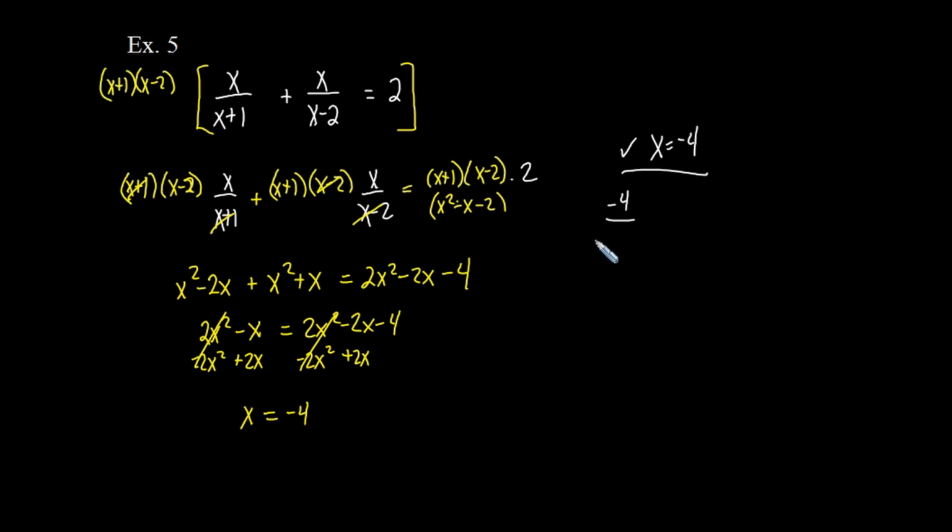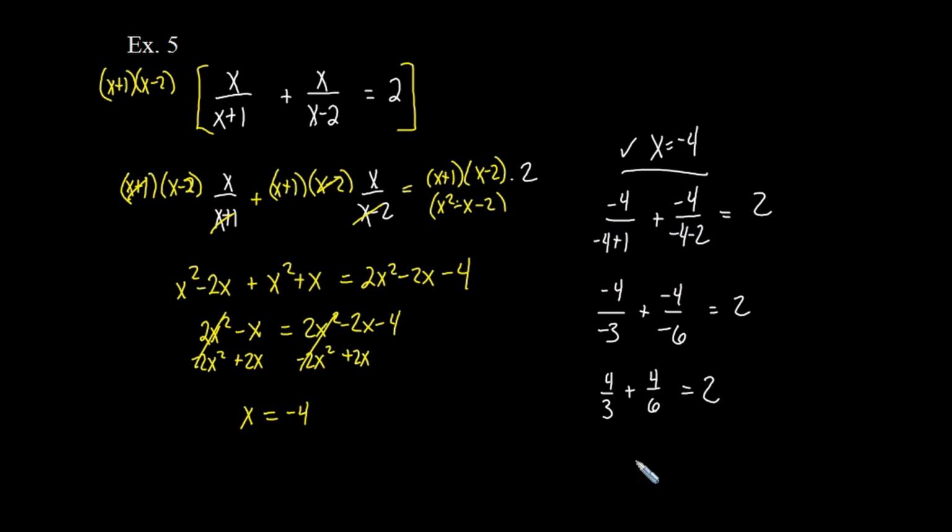We'll end up with -4 over -4 plus 1 plus -4 over -4 minus 2 is equal to 2. So it's -4 over -3, and then plus -4 over -6. So this is 4/3 plus 4/6 is equal to 2. Simplifies down to 2 is equal to 2. It checks. Our solution is -4.